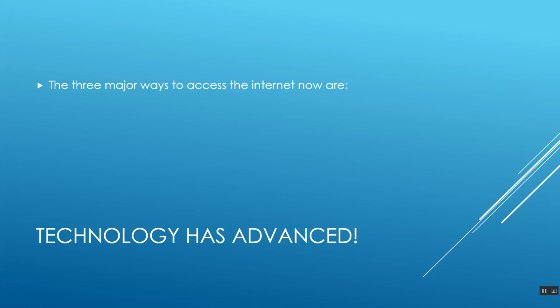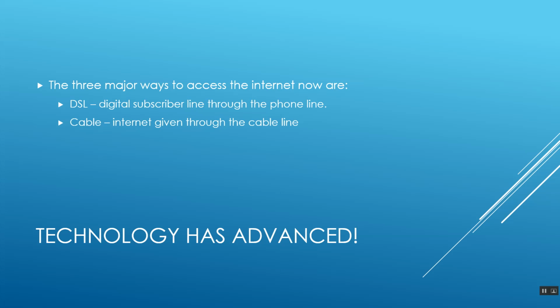So the three major ways to access the internet now are DSL, digital subscriber line, which goes through your phone lines. You'll see AT&T is a big user of this. Cable, internet through TV, cable line. This would be your Comcast or Cox cable. And satellite, internet given through satellite dish.